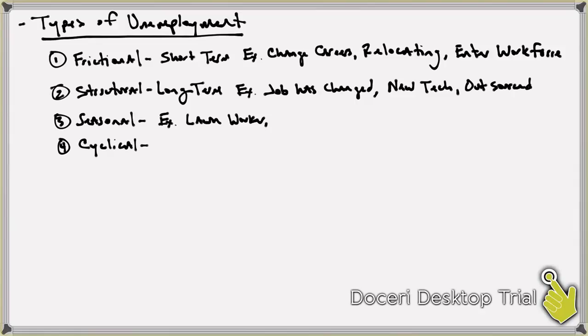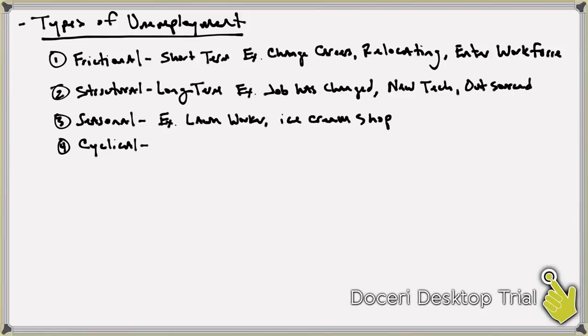If you work at, let's say, maybe an ice cream shop, those people typically are going to be laid off during the winter months. And so you can go through a whole bunch of examples of why someone would be seasonally unemployed, but that is also a type of unemployment.